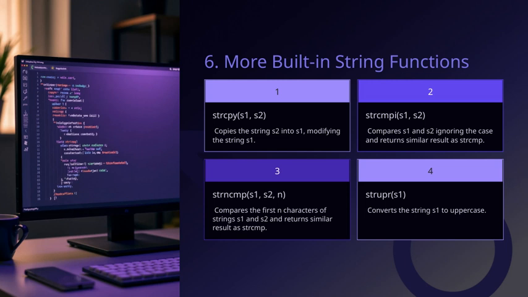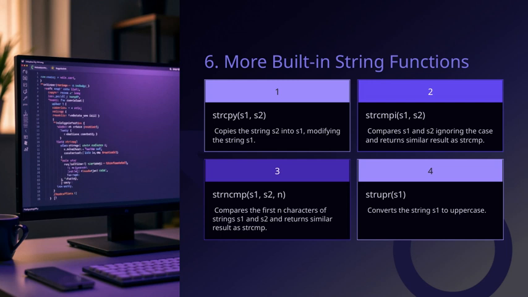Next, we have strncmp. This function compares the first n characters of two strings, s1 and s2. It's quite handy when you only need to compare a portion of strings, perhaps for prefix matching or partial searches. The comparison result is similar to strcmp, indicating whether s1 is less than, equal to, or greater than s2.